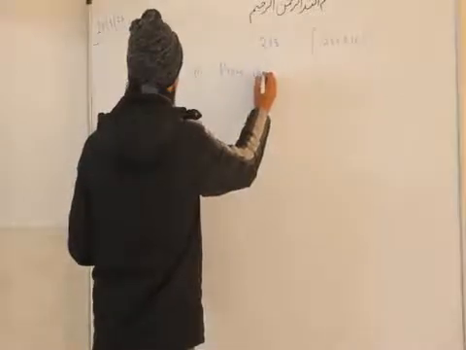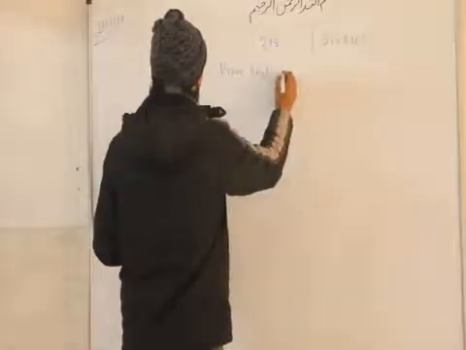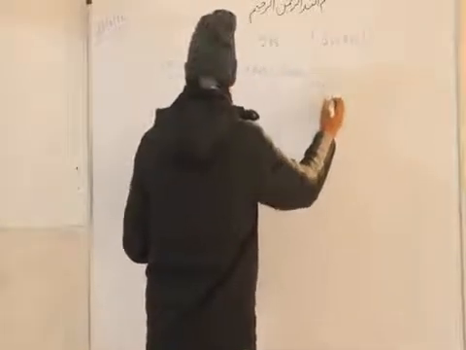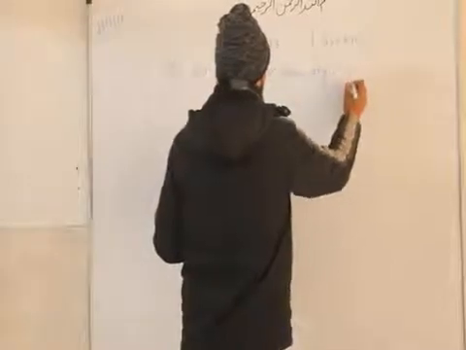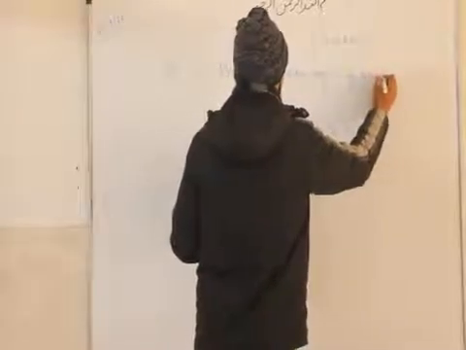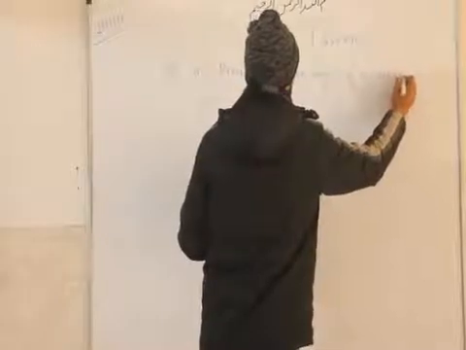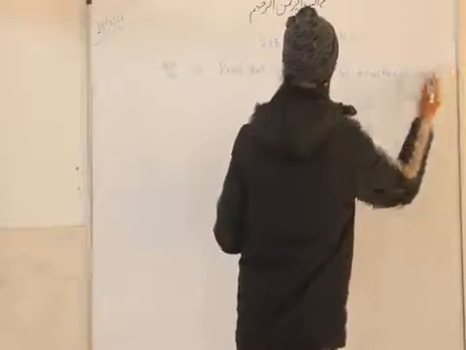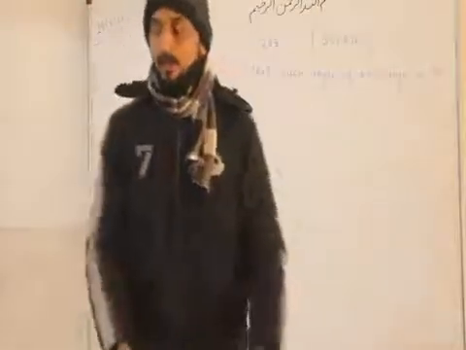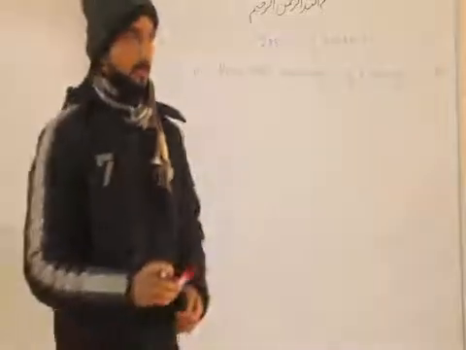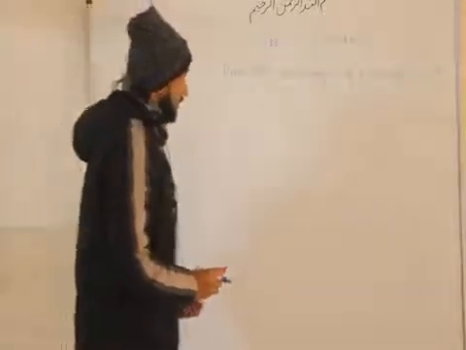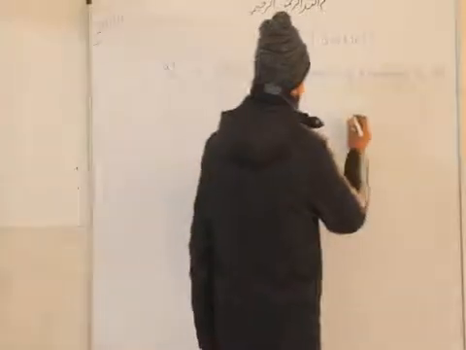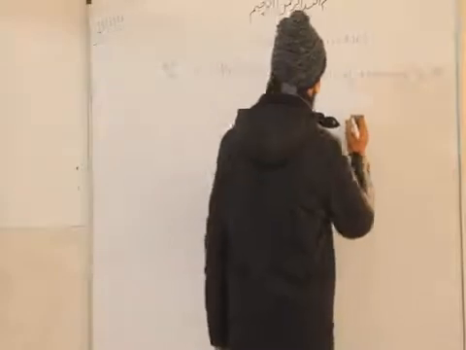Prove that each angle of a rectangle is 90 degree. Okay, this is the question. So these things we know already. In our rectangle, every angle is equal to 90 degree. Okay, these things we have to prove. So let's draw a rectangle.